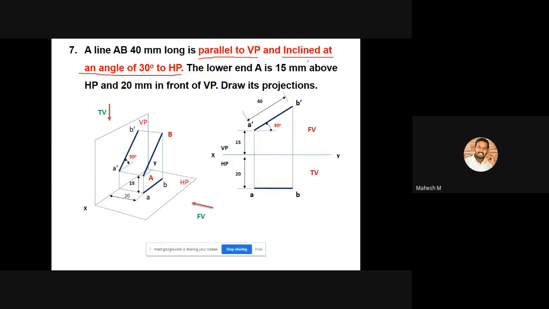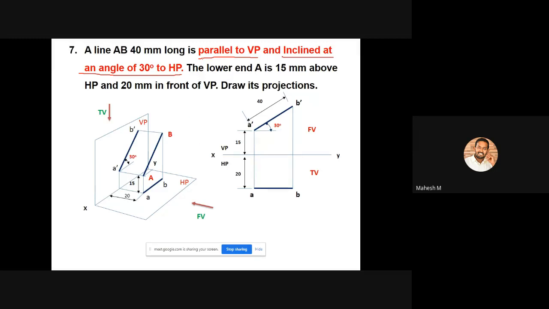Okay. So if a line is inclined to any one plane, you have to look at whether it is inclined to HP or inclined to VP. The sixth case is different. It is both inclined. That means it will be inclined to HP and also VP. So for this case, you have to draw one inclined line. That means either the front view or top view will be inclined.